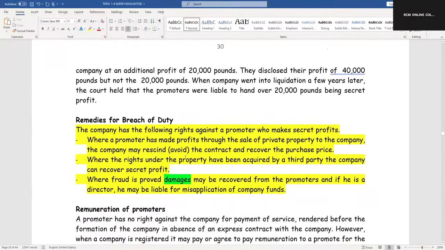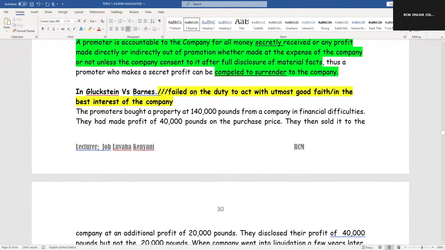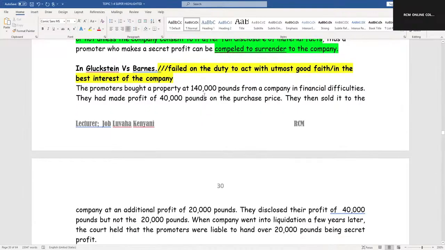If it happens that the promoter has made a secret profit, then these are part of the remedies that the company can have. Number one, they can recover the secret profits that were made by the promoter on the formation of the company. For example, this 20,000 can be recovered. Alternatively, if the asset is still in the company's possession, they can recover the initial purchase price, which I think is 140,000 pounds.